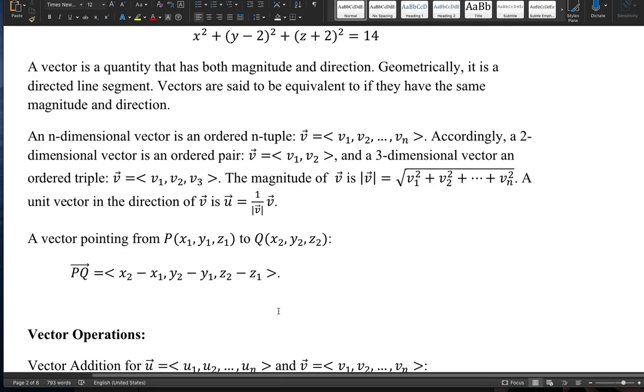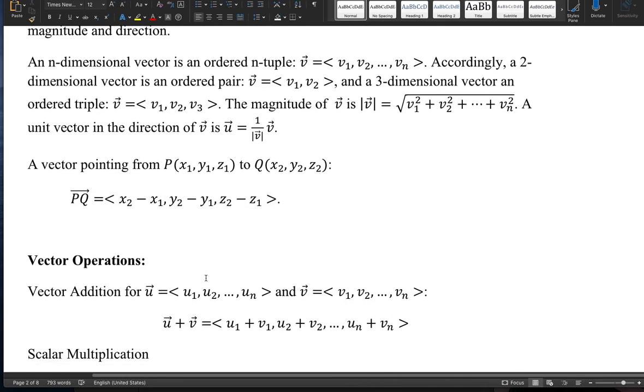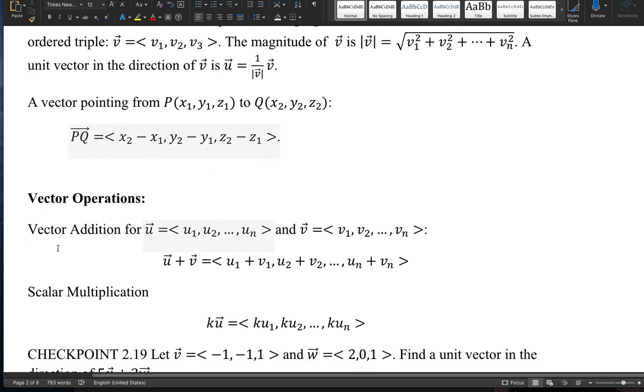And also a vector, usually it is an ordered tuple, ordered pair, ordered triple. And in the two-dimensional or three-dimensional case, we may have a vector given by two points, from point P to point Q. And then the vector can be found by arranging the differences of the corresponding components together as an ordered, in this case, ordered triple.